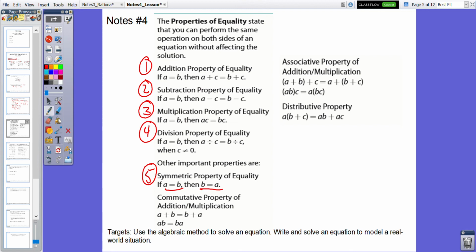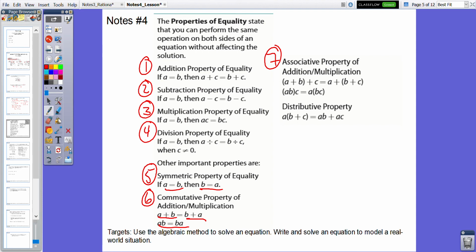The commutative property of addition and multiplication, where you can switch the order around and still get the same thing, because you know that 2 plus 3 is 5 and 3 plus 2 is 5, so therefore we can switch those around. Same with 3 times 2 and 2 times 3. We can switch those values around and still get the same value back. The associative property is where we group different values, and it only works for addition and multiplication.